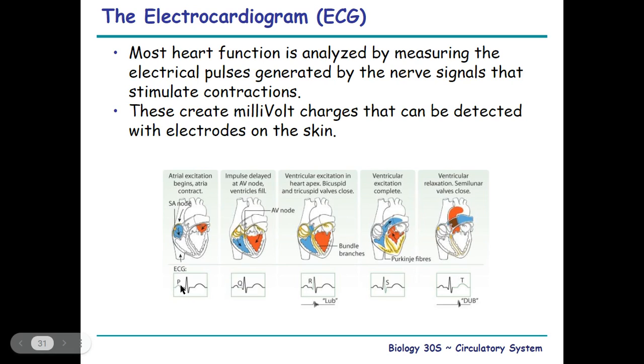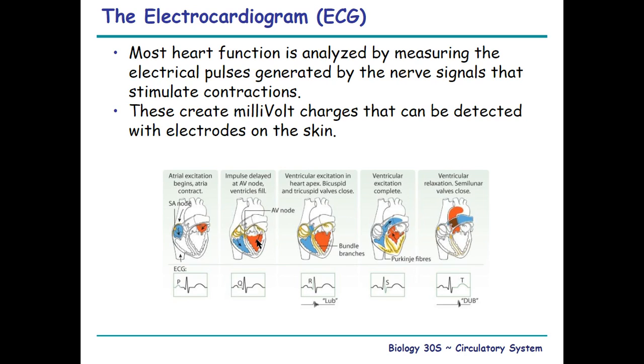That is what we call P. You can see here on an ECG that we have P, Q, R, S, T. And it shows you that R is lub and T is dub. Okay. So we move from the SA node and the impulse there. The impulse is delayed at the AV node, right, which is right here.